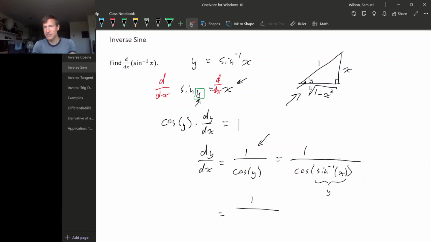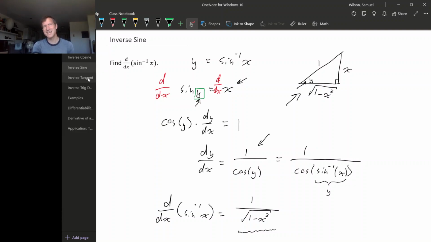In this diagram, cosine of y is the bottom side over the hypotenuse, so that's the square root of 1 minus x squared. Okay. And that is dy/dx, so that's the derivative of inverse sine of x. Notice that this is almost the same as the derivative of inverse cosine. The derivative of inverse cosine had a minus sign right here, but with inverse sine we get a plus. All right, I think there's one more worth doing, and that's inverse tangent.